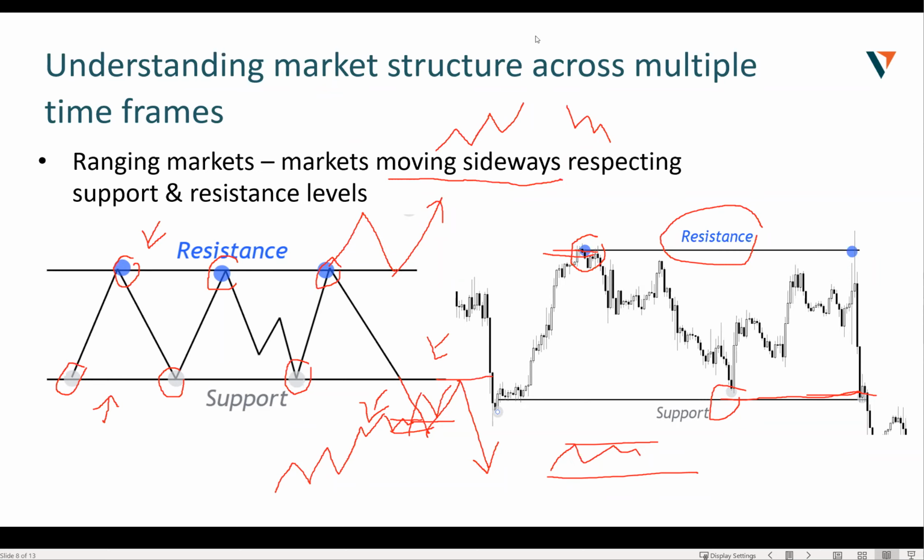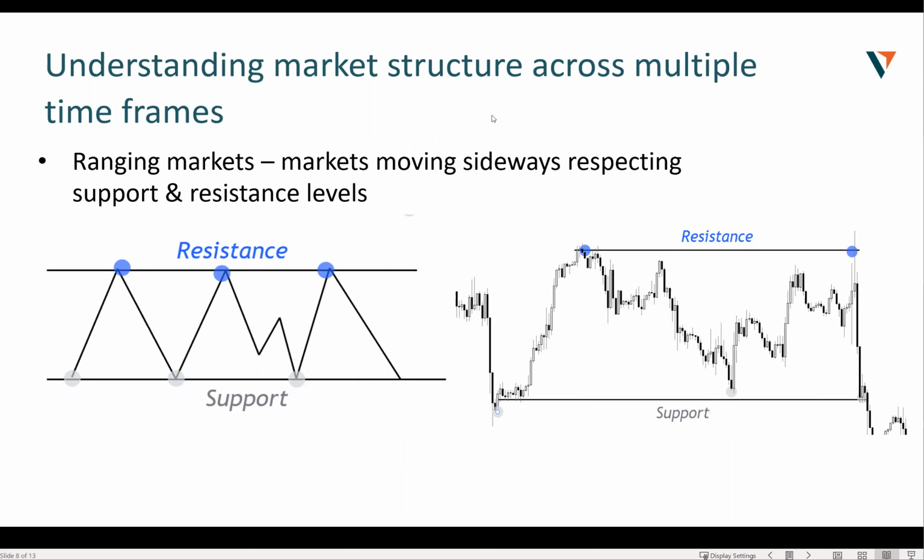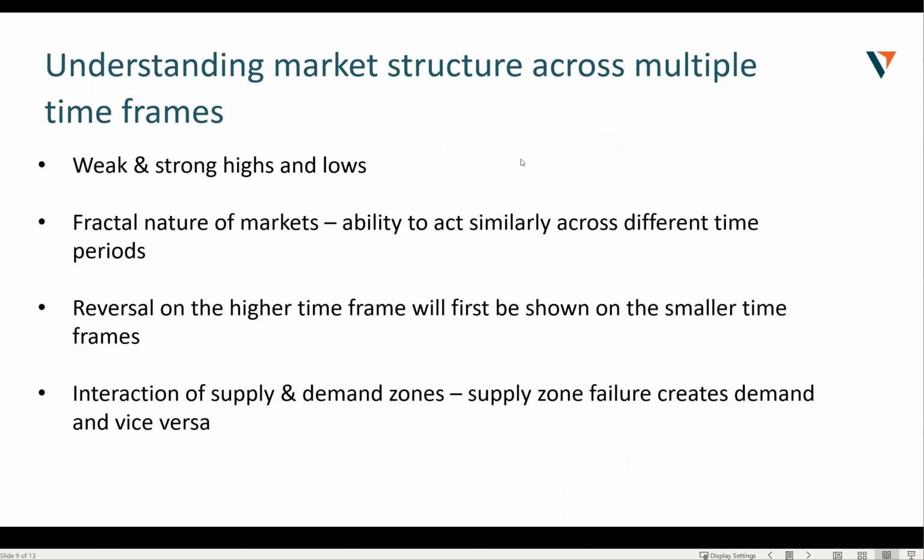Okay, so that's a brief summary of ranging markets, uptrends and downtrends, and also the basic assumptions behind them. So when I covered these three categories, I also briefly mentioned the highs and lows, so understanding the idea of weak highs and strong highs. Basically, the concept behind this is just looking at this area.